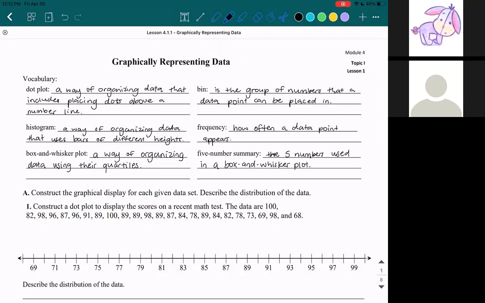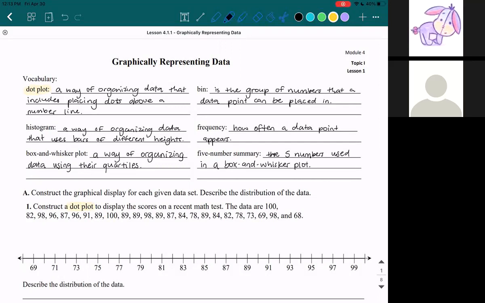The first part of our worksheet is to construct the graphical display for each of the given data sets and describe the distribution of the data. Construct a dot plot. So we're going to construct a dot plot this time. Let me just highlight that. A dot plot. That's going to be this one. To display the scores on a recent math test. The data are 100, and so on. I'm not going to read it all. But here's what you do.